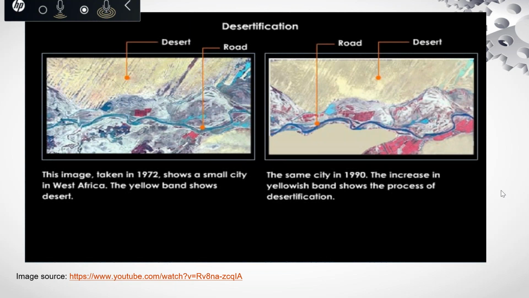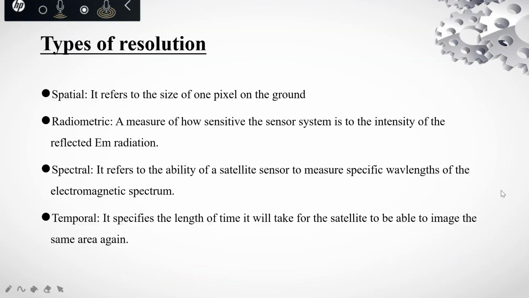Now we are coming to types of resolution. So as we talk about images, for example, we can take the example of the camera itself. So we say that this camera has this amount of resolution, this amount of megapixels. Similarly, we can also define the resolutions of the satellite cameras that are used above. First is spatial resolution. So this refers to the measurement of one pixel on the ground itself.